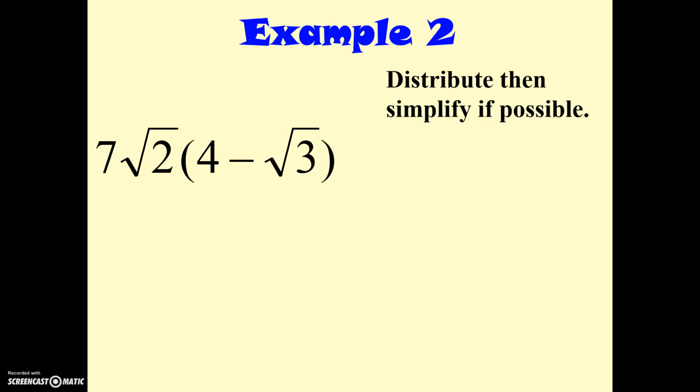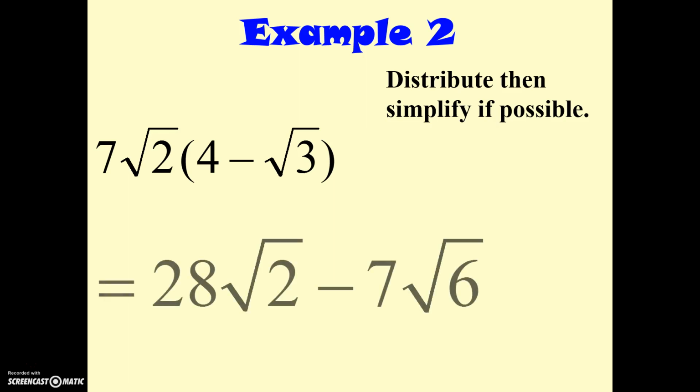So we would treat that like it's a negative 1 in front of it. So we would get 28 radical 2, because we multiplied the 7 and the 4 together in the first term inside the parentheses. And then if we multiply 7 times the negative 1, we get the negative 7, which is why it's minus 7. And the 2 and the 3 inside under the radicals, the radicands, are multiplied together to get 6. And if there was anything to simplify, we would, but that is our final answer.